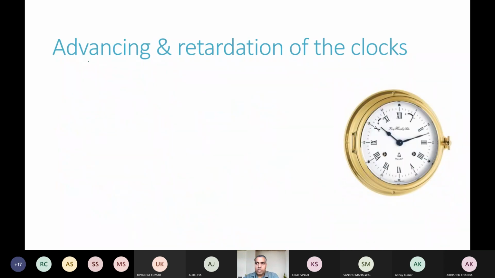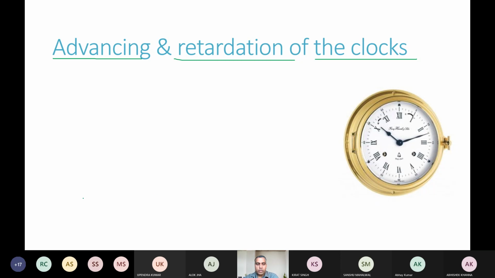Okay. So let's go to the next concept now. The next concept, which is sometimes used in the day's work questions, is advancing and retarding of the clocks. Now, when the ship is moving on its passage, the ship goes from one time zone to another. So we need to advance or retard our clocks. Whenever advancing and retarding is done, if it is mentioned in a day's work problem, we have to consider this advancing and retarding for calculating the distance covered on a particular leg.